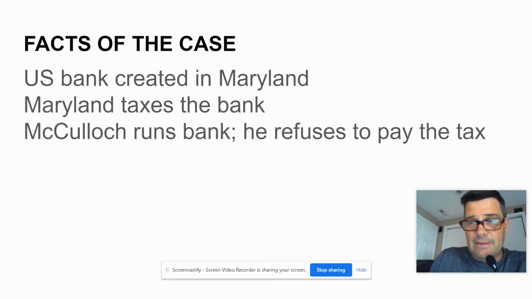McCulloch runs the bank, and he refuses to pay the tax. James McCulloch runs the bank. He refuses to pay the tax. He tells him basically go pound sand. He's like, you can't tax the federal government.